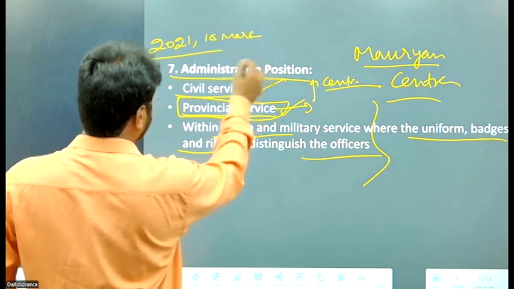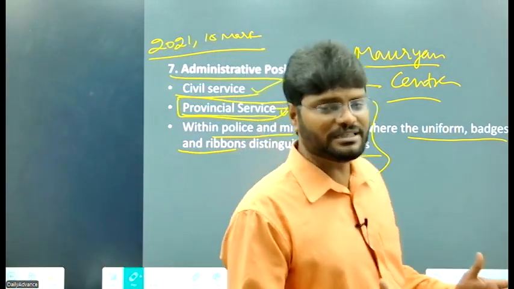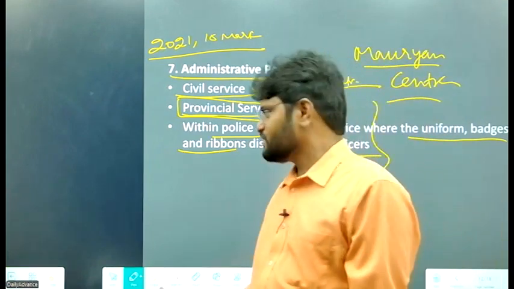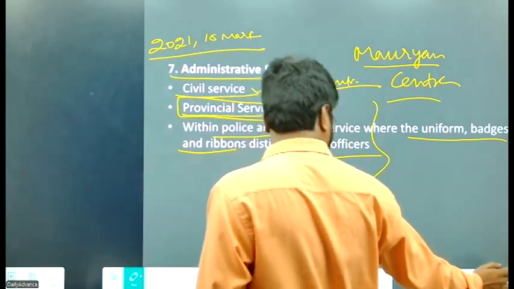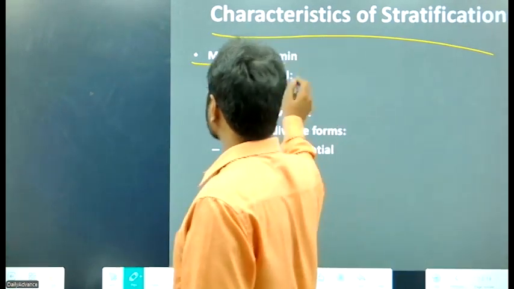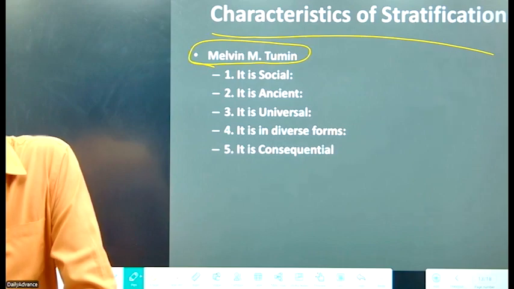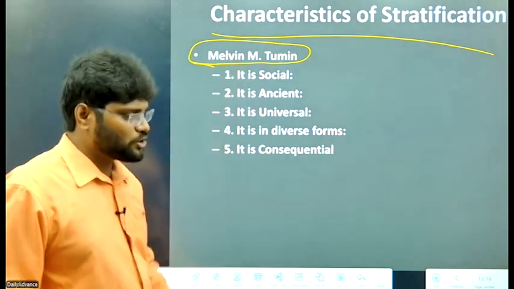First you define, and later I directly attack the various forms which were created by humans at different places at different times. Now we will see the third aspect of social stratification, that is characteristics. The characteristics of social stratification were given by Melvin M. Tumin. The first one is, it is social in nature.